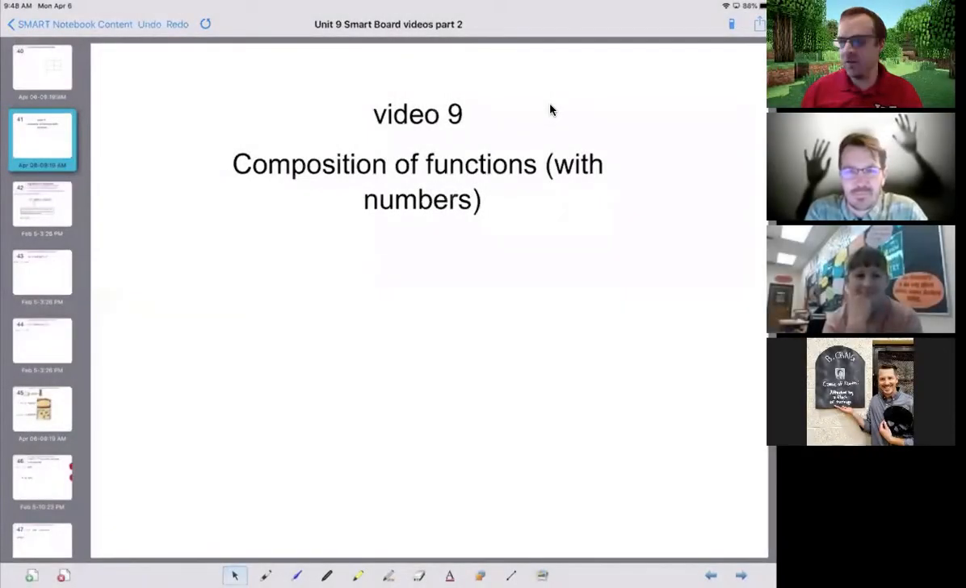All right, so welcome back, guys. This is video 9 for composition of functions. Now, this is a little bit different than what we've seen before. Let's go ahead and just jump right into that one and see what we're talking about.